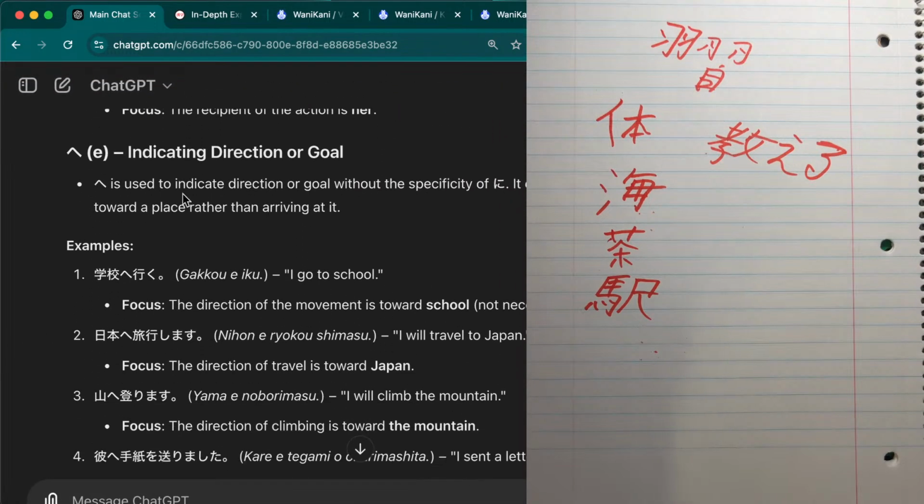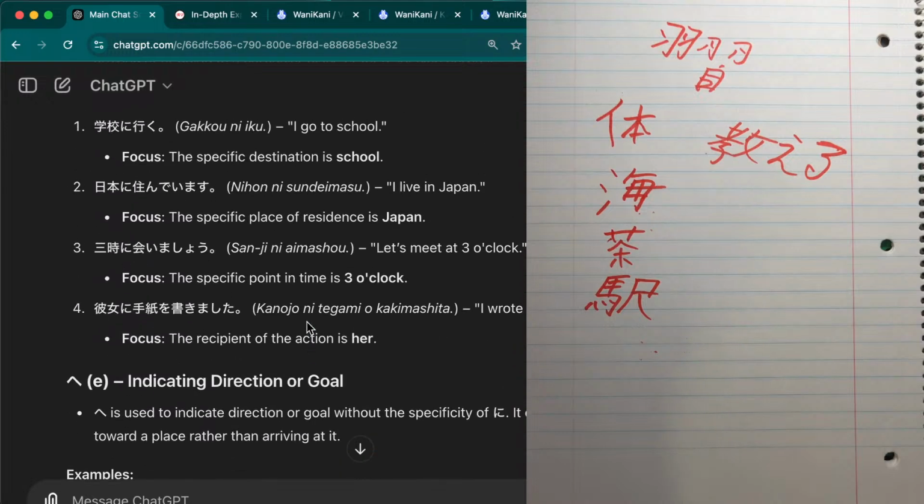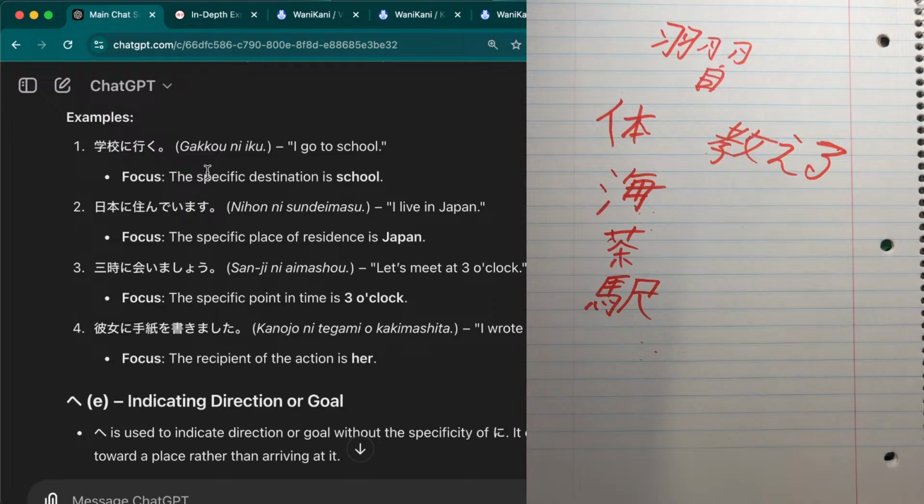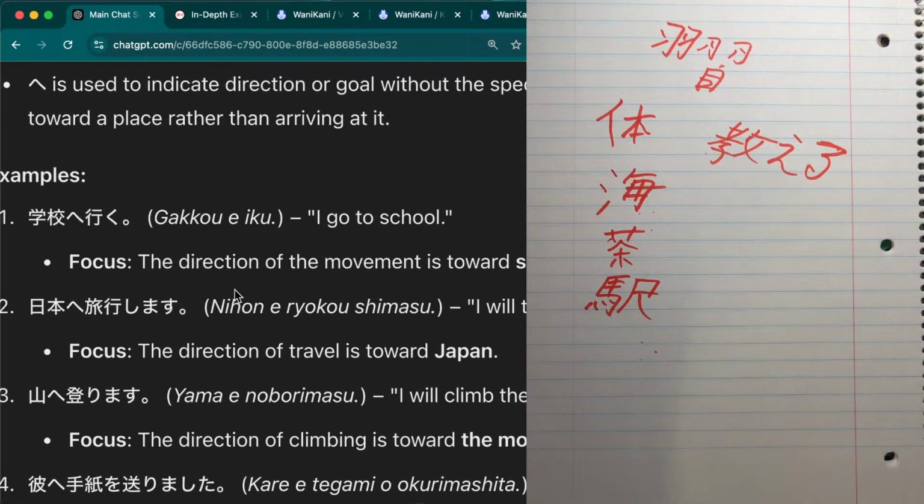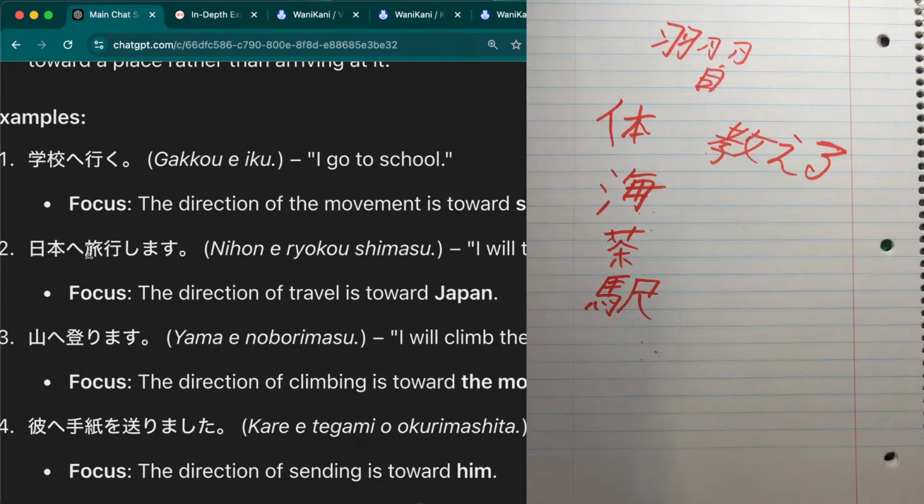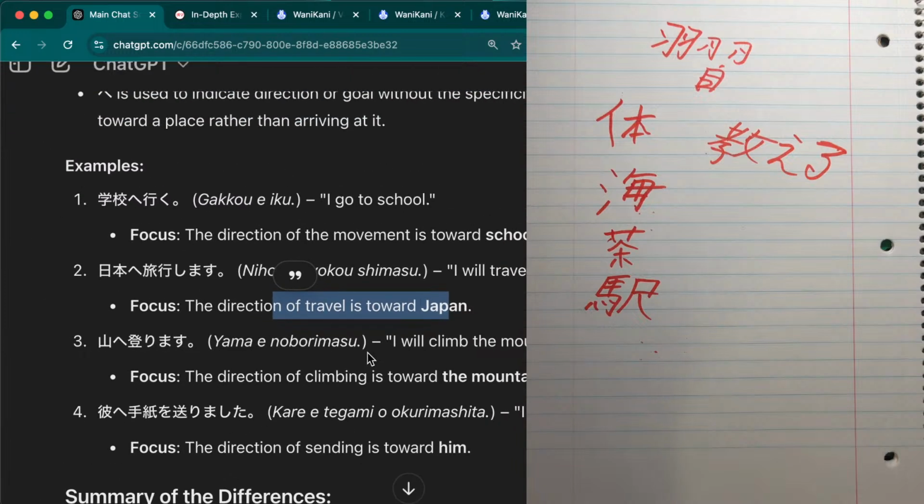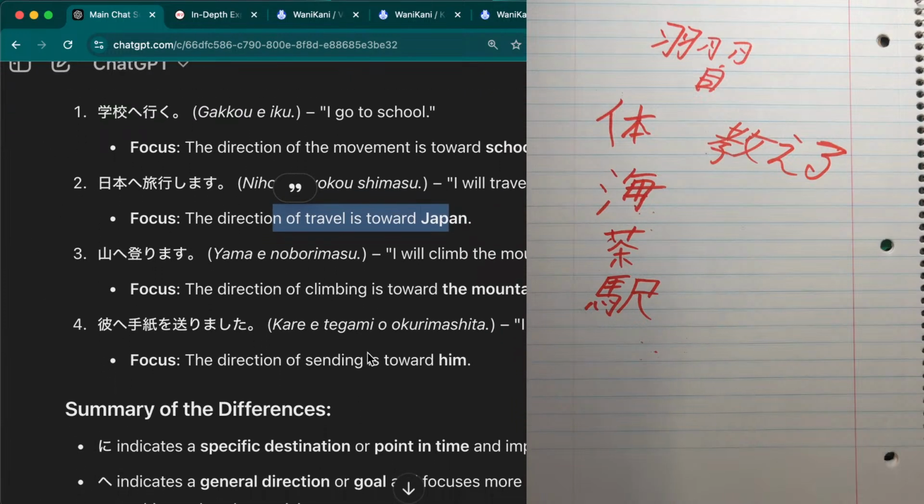Indicating direction or goal. 学校へ行く. The direction of the movement is toward the school and not necessarily arriving. The specific destination is school. 日本へ旅行します. The direction of travel is towards Japan.